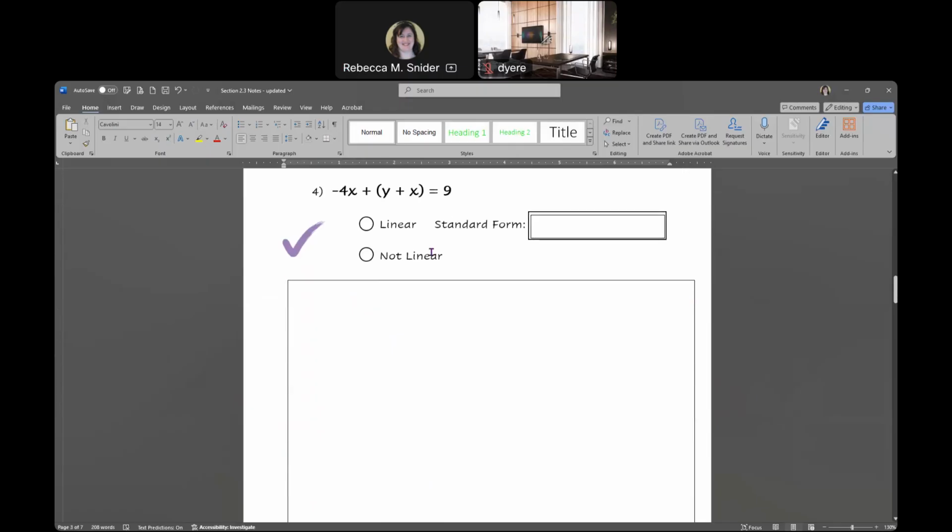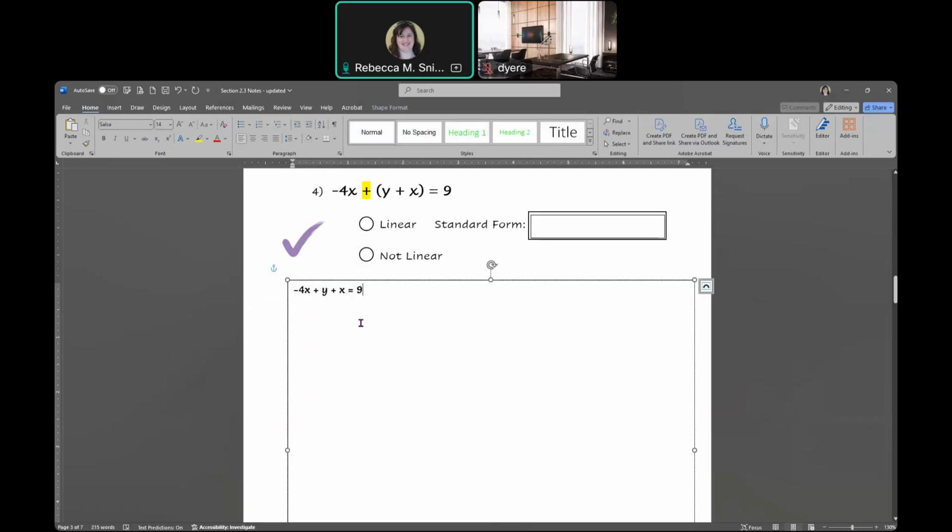If we look at this next one, what we have out in front here is just simply a plus sign, and we know whenever we distribute that plus through parentheses, everything stays the same. So this would remain as negative 4x plus my y plus my x is equal to 9.